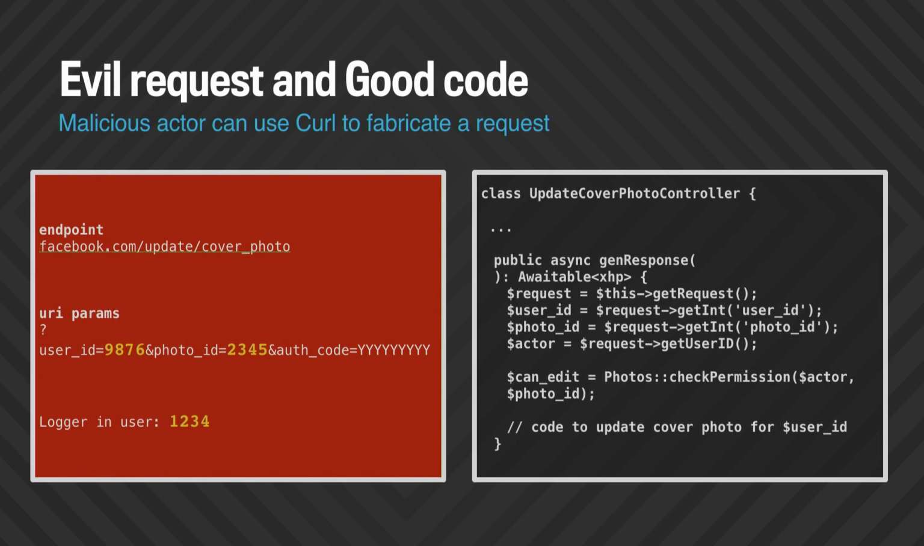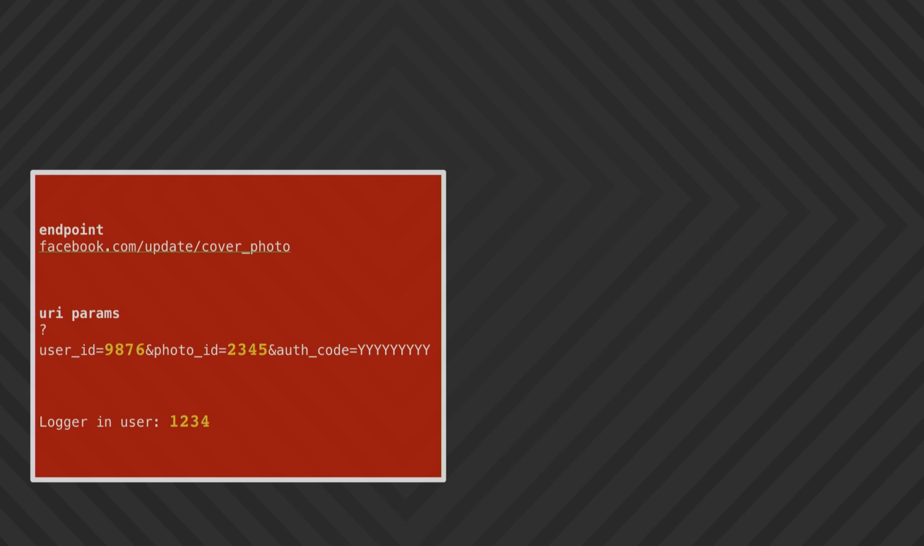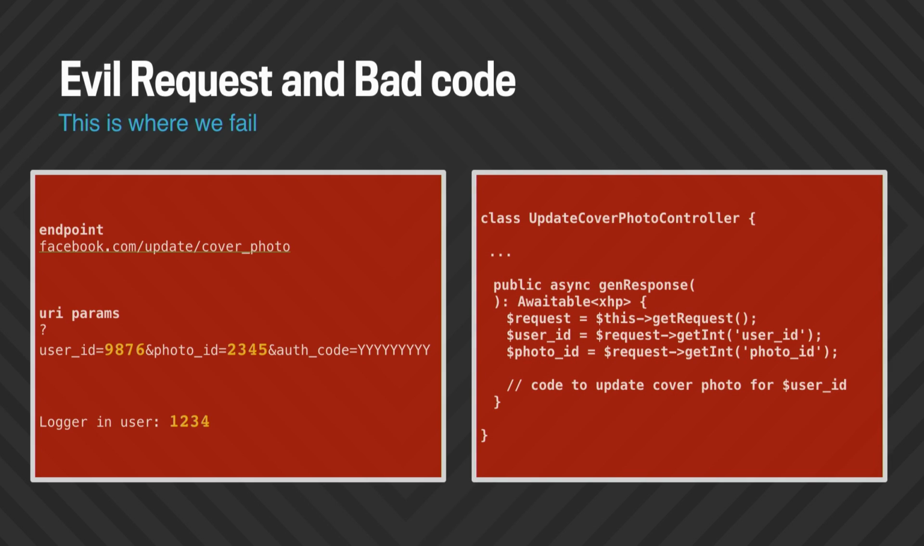So if someone uses curl to fabricate a request, changes the IDs on the user, the photo, or something like that, we're good, right? The code is doing the right thing. This won't go through. All is fine. If at some point someone accidentally does some refactoring on this code and forgets to remove the permission check, this is really where we fail. Anyone can exploit our endpoints. They can do this action because we're not checking for permission. So that's the problem.